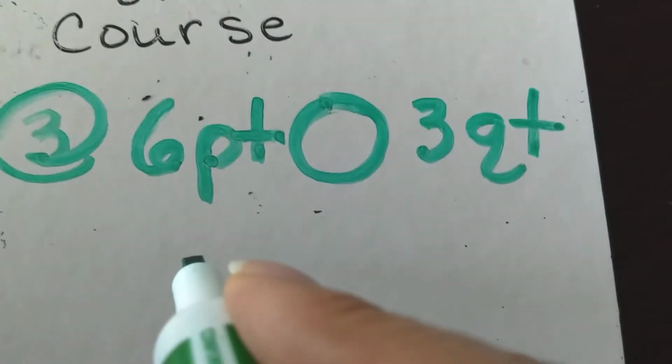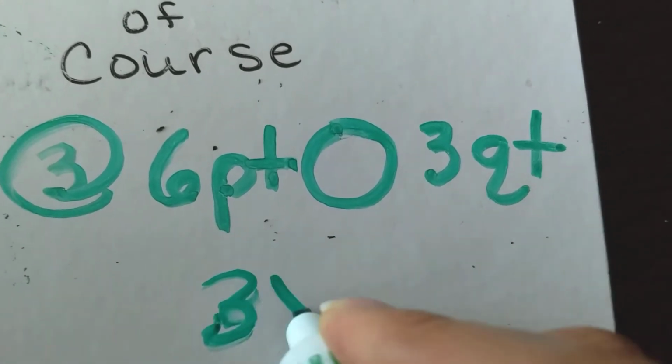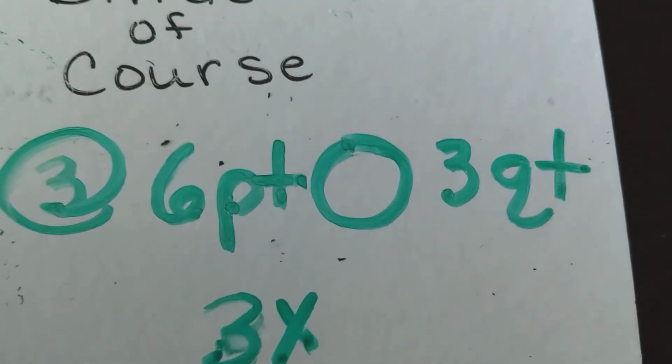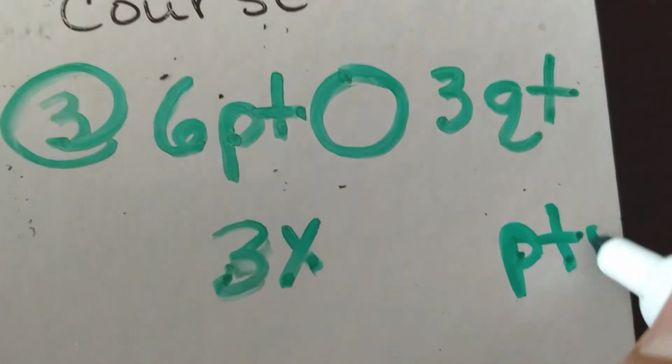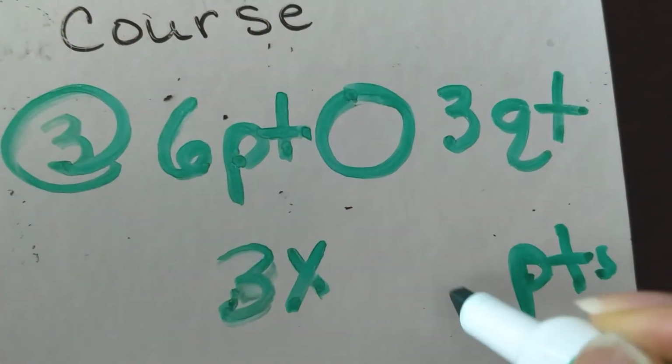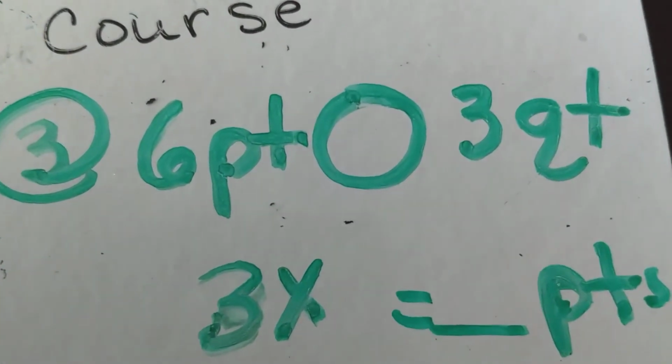So we know we're going to have to multiply 3 times some number. It's going to help us get how many pints we need. 3 times some number.